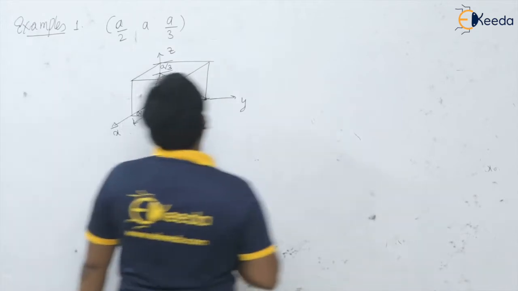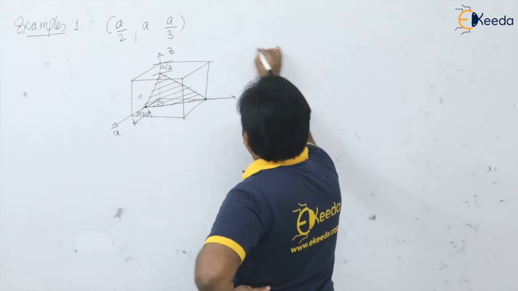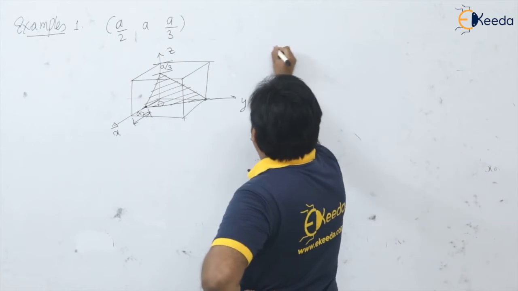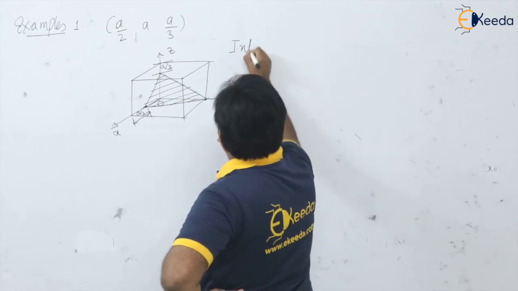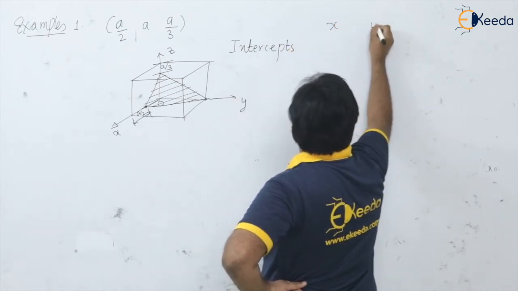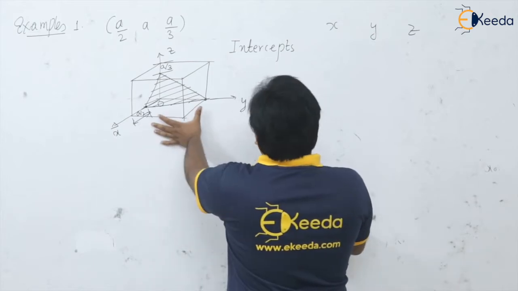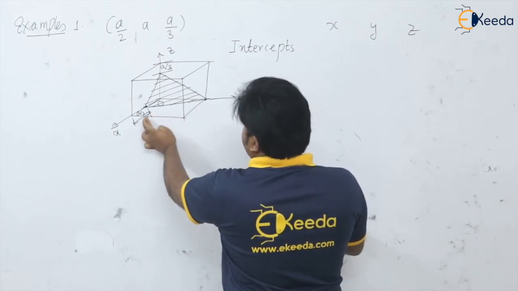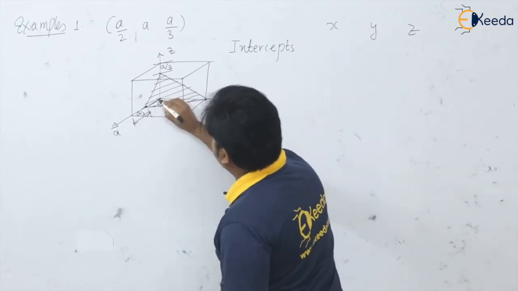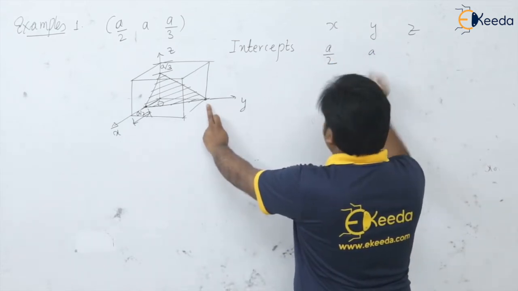So first of all, we locate the plane. Now here we are going to find the intercepts or plane fractions. Intercepts on the x, y and z axis. So what are the intercepts? For x, from origin it is a by 2. For y it is a.